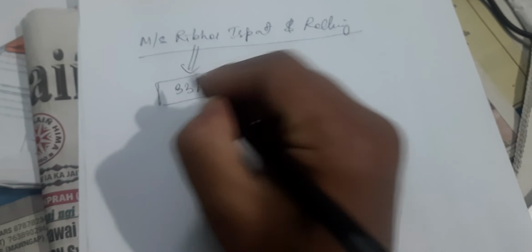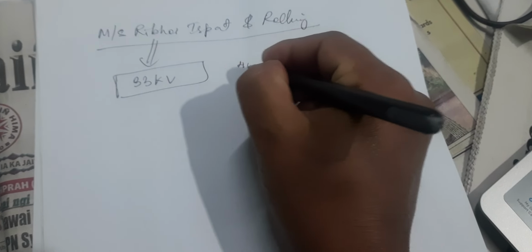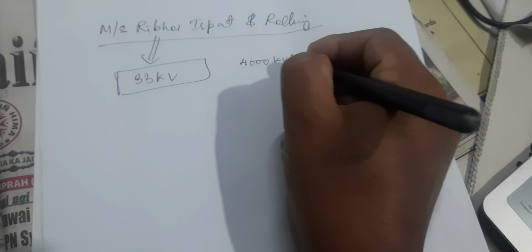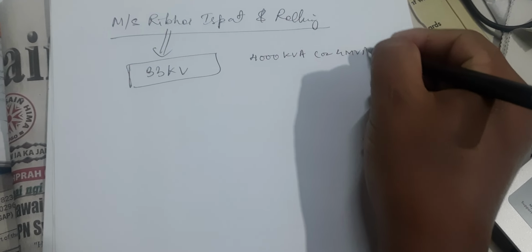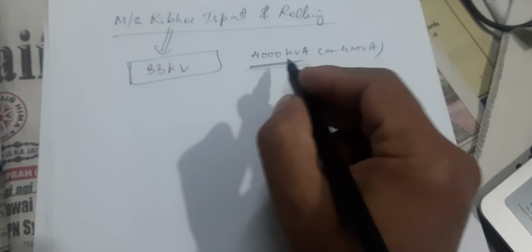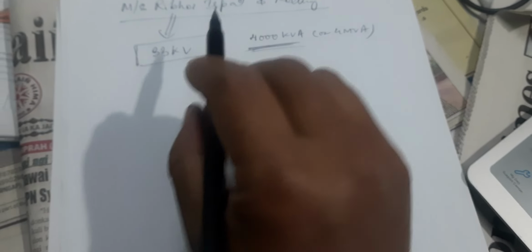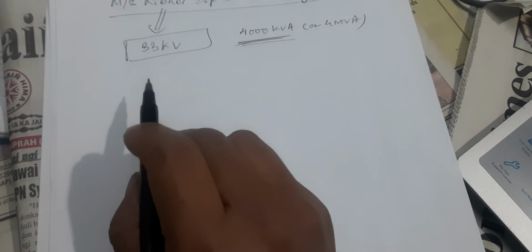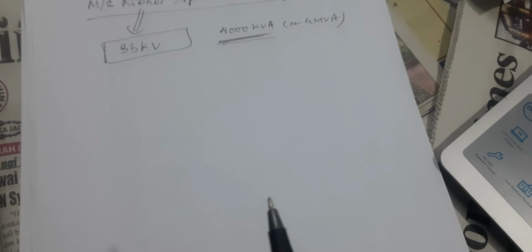He takes supply at this system voltage, and his contract demand is 4000 kVA or 4 MVA. So what is the CT ratio of the 33 kV CTPT unit that we have to select?